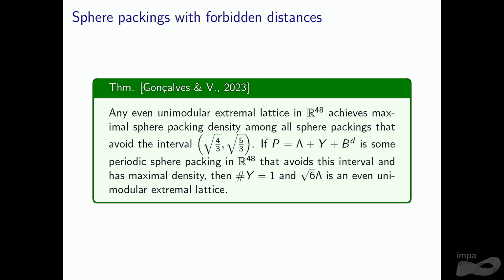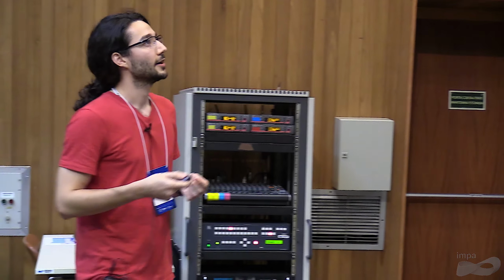And moreover, if you have a periodic packing in R^48 avoiding this distance and attaining maximal density, then actually this set of translations is just your lattice. You have just one translation, and you have a lattice packing, and after this renormalization, you get an even unimodular extremal lattice. Therefore, in the class of periodic packings avoiding this interval in dimension 48, the even unimodular extremal lattices give you the best density.